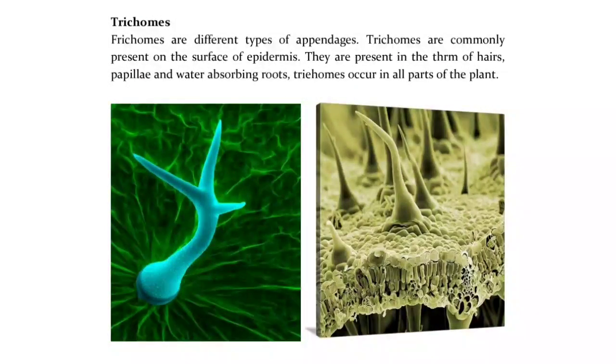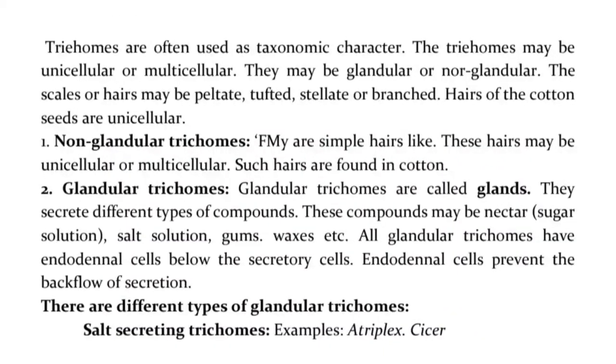Trichomes are different types of appendages. Trichomes are commonly present on the surface of epidermis. They are present in the form of hairs, papillae and water-absorbing roots. Trichomes occur in all parts of the plant. Trichomes are often used as a taxonomic character. The trichomes may be unicellular or multicellular. They may be glandular or non-glandular. The scales or hairs may be peltate, tufted, stellate or branched. Hairs of the cotton seeds are unicellular.